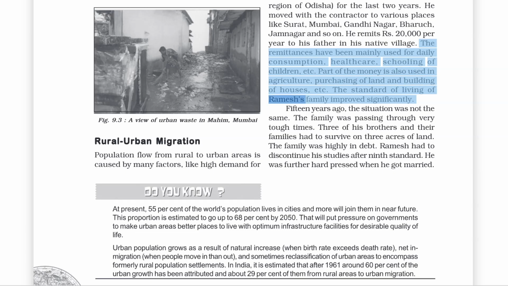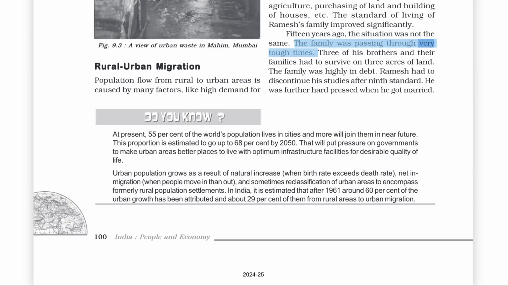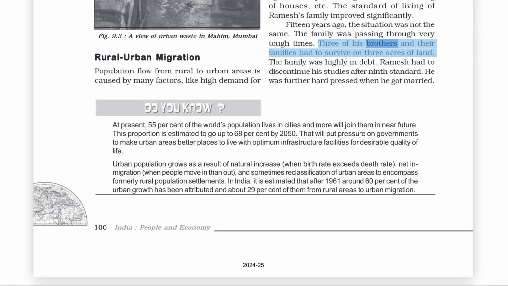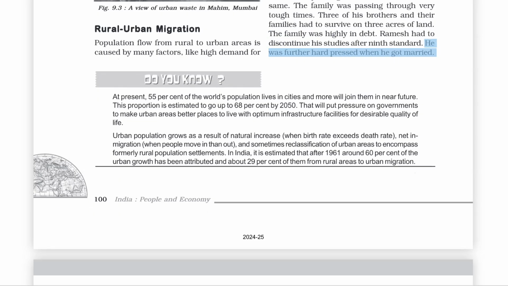The standard of living of Ramesh's family improved significantly. 15 years ago, the situation was not the same. The family was passing through very tough times. 3 of his brothers and their families had to survive on 3 acres of land. The family was highly in debt. Ramesh had to discontinue his studies after 9th standard. He was further hard-pressed when he got married.